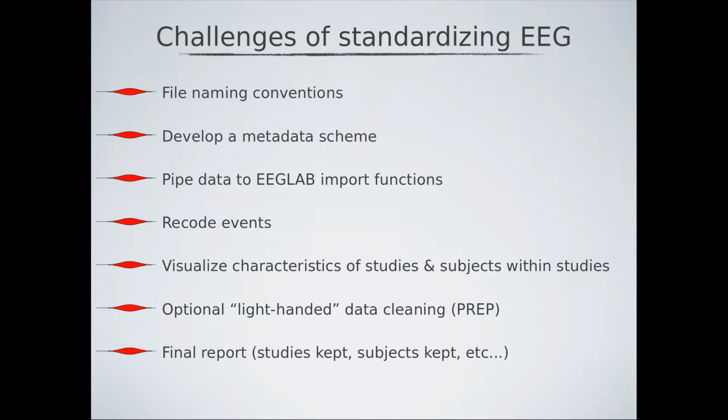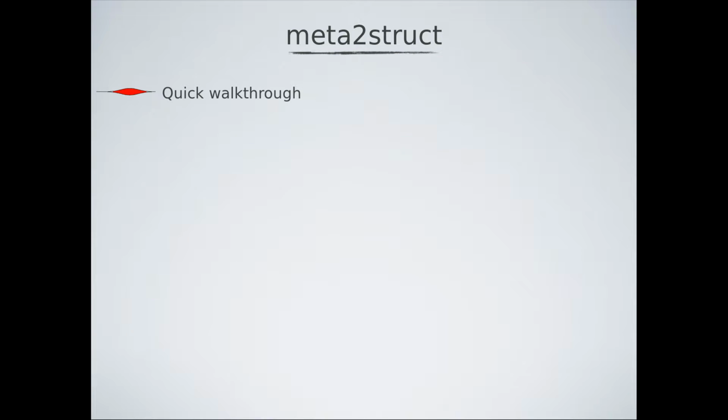Lastly, it's important to have some kind of printout or final report that is a summary of the studies that you kept and the subjects that you kept and the events that you recoded and so on and so forth. Just some document that makes it very easy to see what you've done during the standardization procedure. So I'll introduce you to the function called meta2struct, which stands for metadata to structure, or MATLAB structure. I'll just give you a quick walkthrough.